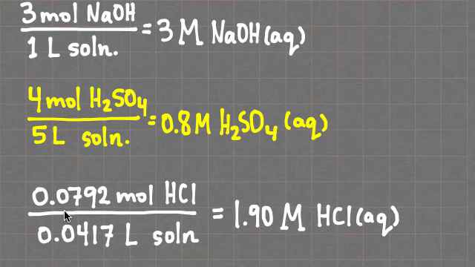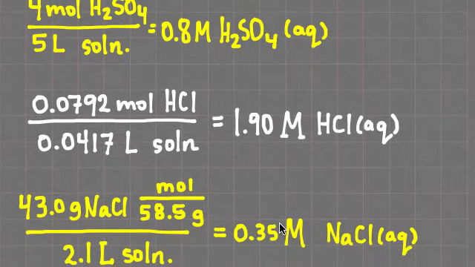Alright, 0.07, so the numbers get messy. You see, you just divide the numbers. But if you know the moles of solute in liters of solution, you do the division. These numbers are all small, but it still comes out to 1.9 molar hydrochloric acid.